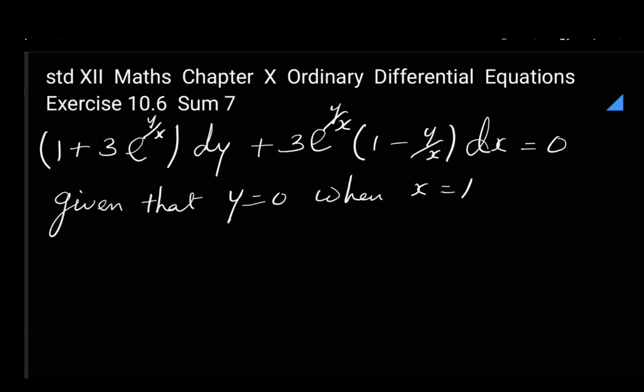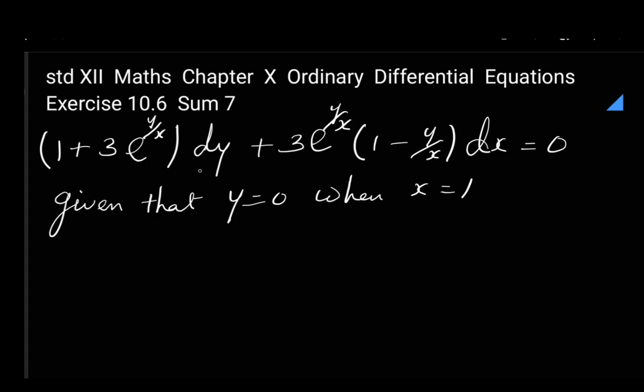Standard 12th Maths, Chapter 10, Ordinary Differential Equations, Exercise 10.6, Sum number 7. The sum is (1 + 3e^(y/x)) dy + 3e^(y/x)(1 − y/x) dx = 0, given that y = 0 when x = 1. So we are going to solve this differential equation.